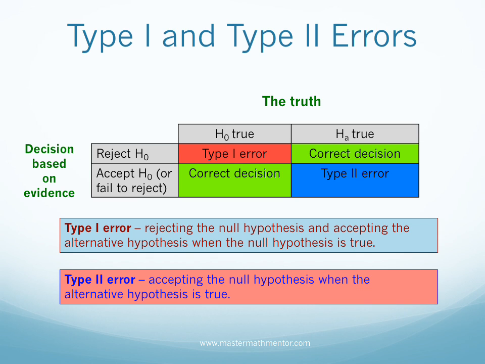However, if you reject the null hypothesis and accept the alternative, and the null hypothesis is true, you have made what is known as a type 1 error. And if you accept or fail to reject the null hypothesis, and the alternative hypothesis is really true, you have made a type 2 error. Let's see how these unimaginatively named errors are used in the case of Andrew's situation.